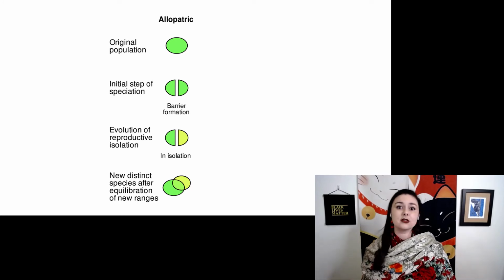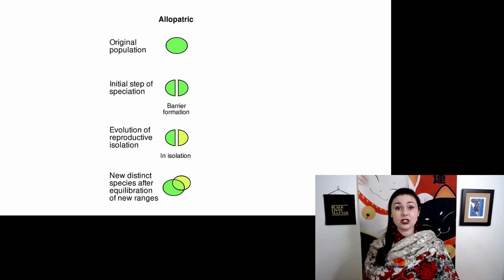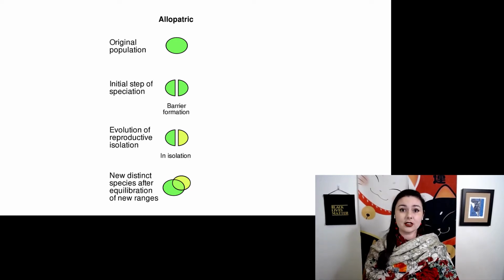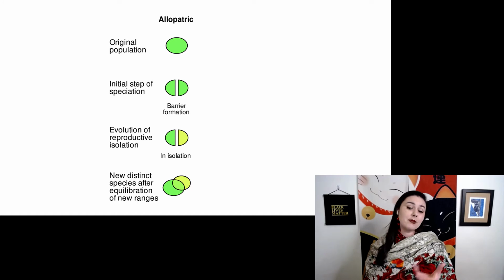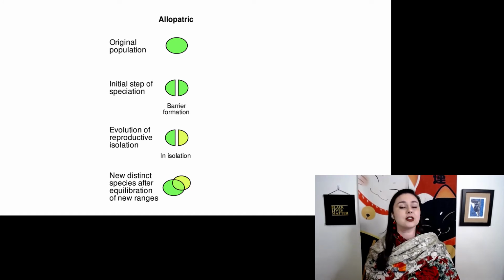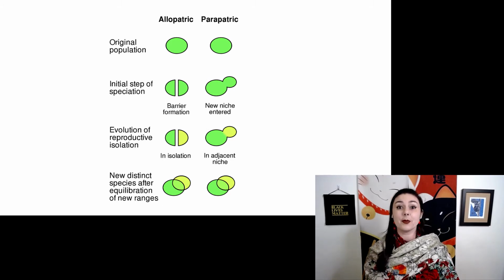Maybe their environments are a little bit different, so natural selection pushes them in different directions. Or through genetic drift, they could just randomly accumulate differences. And then afterwards, they might come into contact again, but they are distinctly different and they will not interbreed with each other. The second model is parapatric.